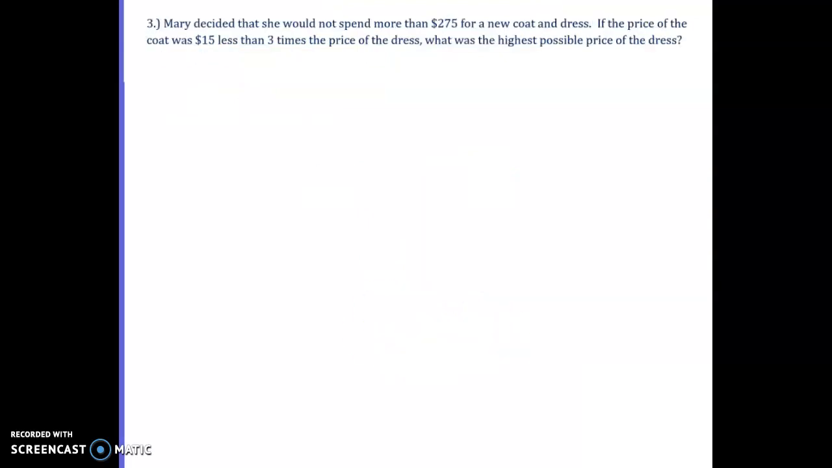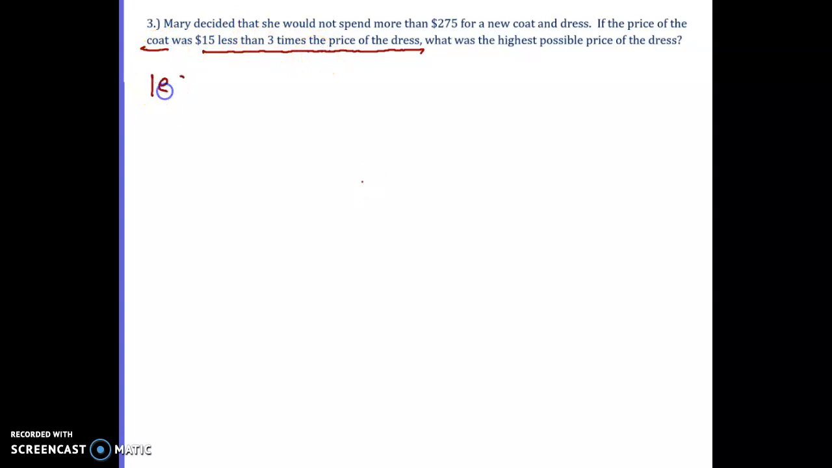Okay, moving on to number 3. Mary decided she would not spend more than $275 for a new coat and dress if the price of the coat was $15 less than 3 times the price of the dress. So $15 less than 3 times the price of the dress. So that's the coat. Okay, what was the highest possible price of the dress? Well, we don't know how much the coat is, we don't know how much the dress is, but we do know that the coat can be defined in terms of the dress.